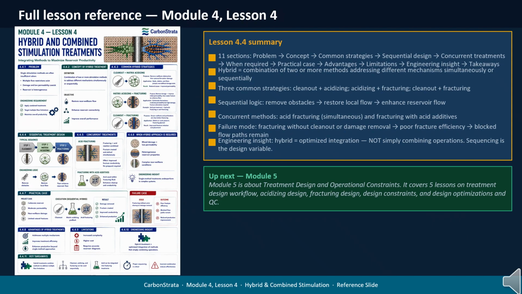This slide is the full system, not new information. A reference. One rule defines this lesson. Multiple restrictions require multiple mechanisms, and those mechanisms must be sequenced correctly. Cleanout, acidizing, fracturing only work when each step enables the next. If the sequence is correct, performance improves. If the sequence is wrong, results collapse.